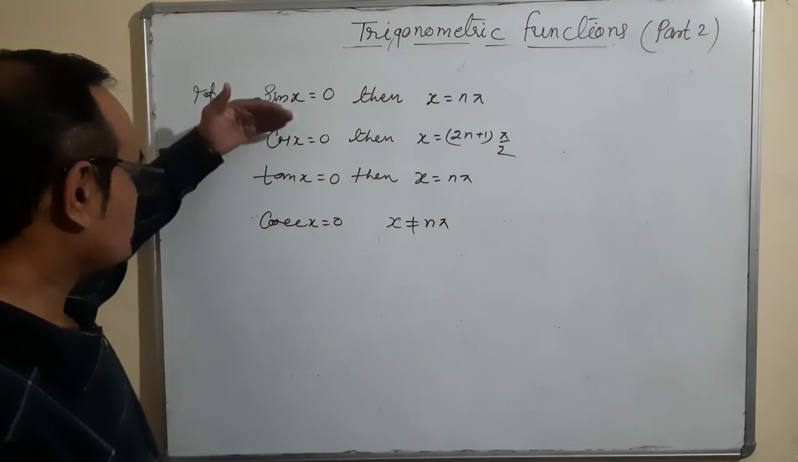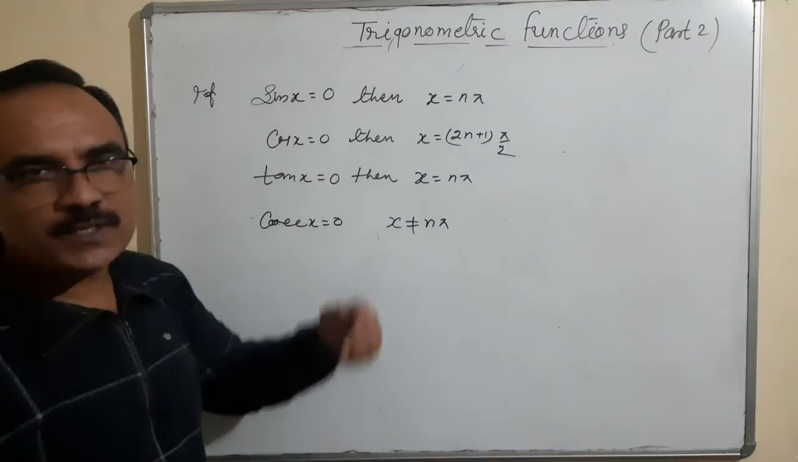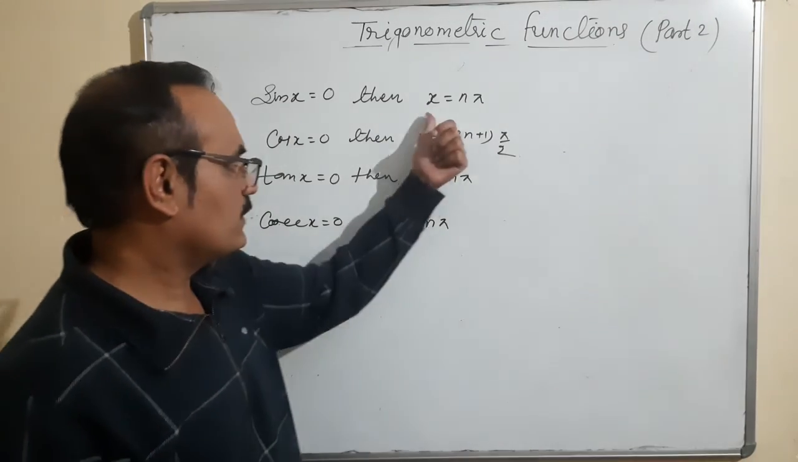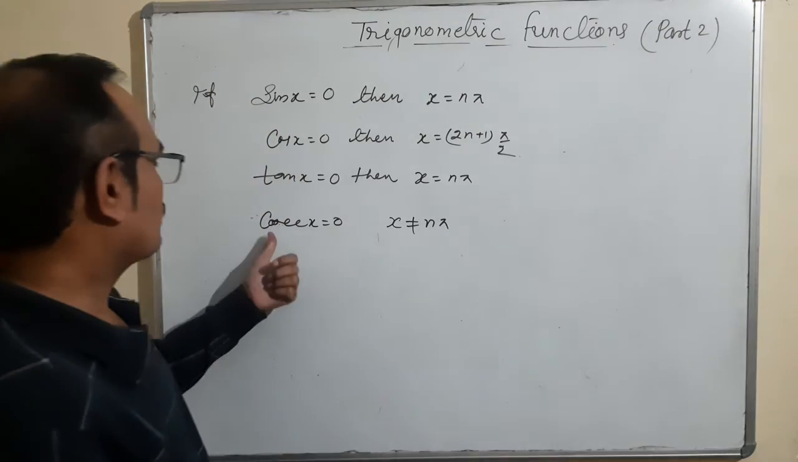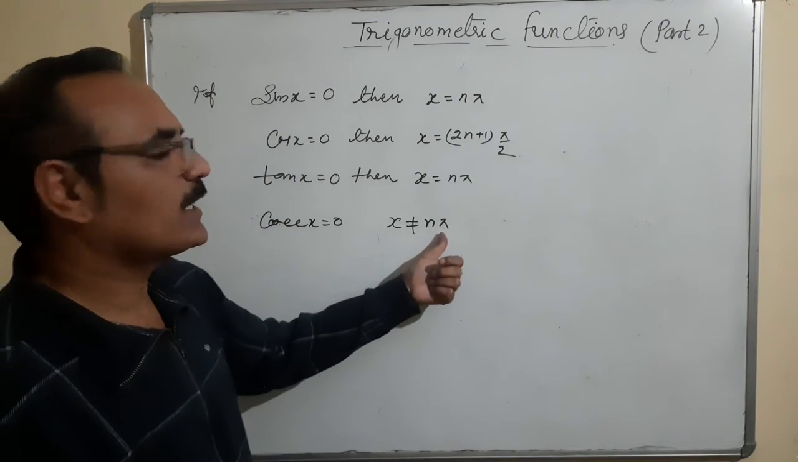Because you know the reciprocal of sine is cosec. So it is 0, 1 upon 0. What does it mean? Infinite at that point. Not equal to n pi. So cosec x is equal to 0, then x is not equal to n pi.